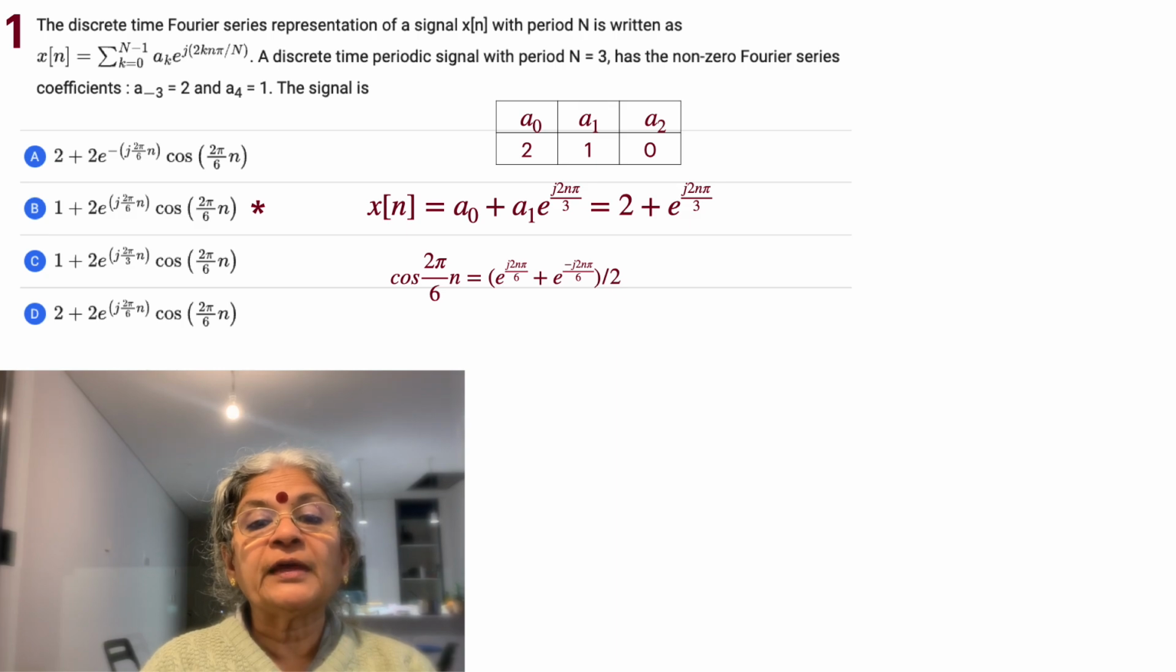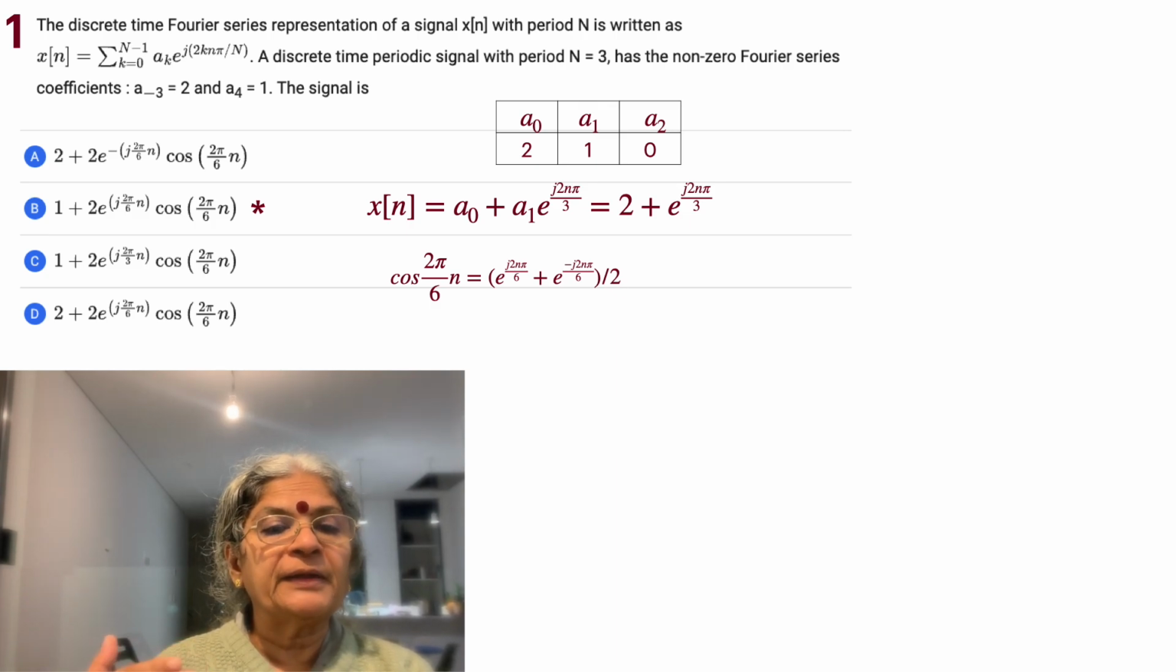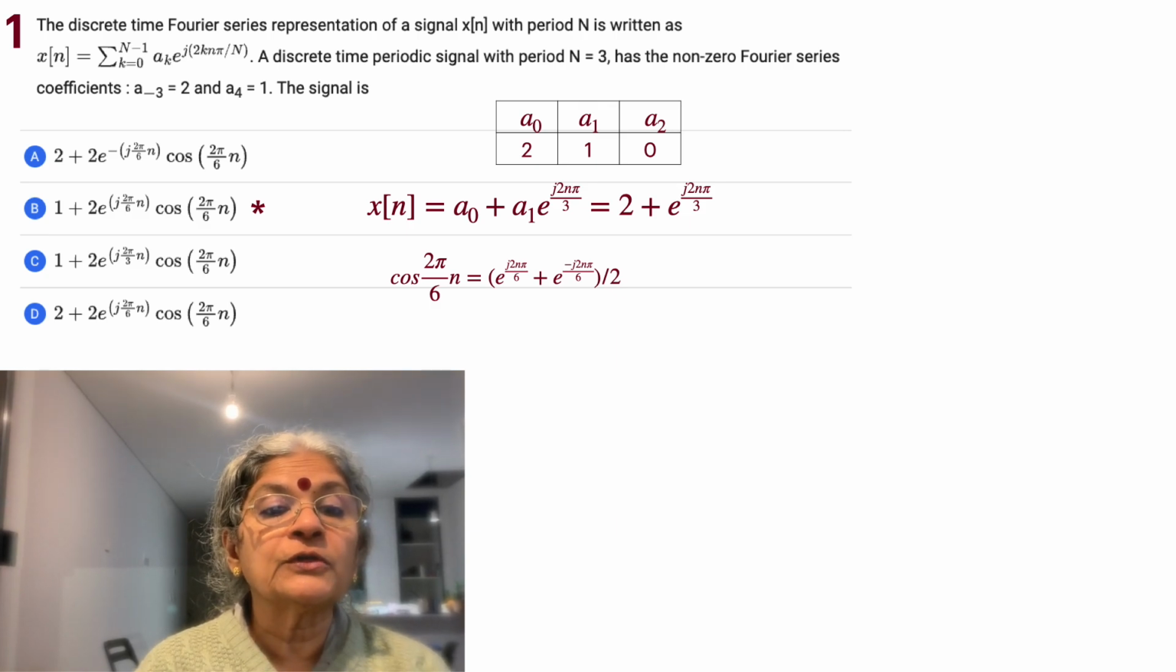So now let's see if we can find out from the given options A, B, C, D which one matches 2 plus e raised to j 2 pi n by 3, which is the function x[n] as explained by the Fourier series coefficients. Now we see that we have 2 terms in each of these values given, and the first term is a constant equal to 2 or 1. And in the second one we have a constant equal to 2, then we have e raised to minus j 2 pi n by 6, and we also have cos 2 pi n by 6.